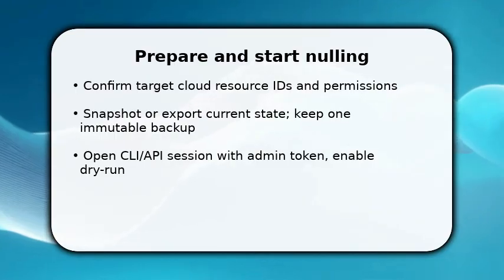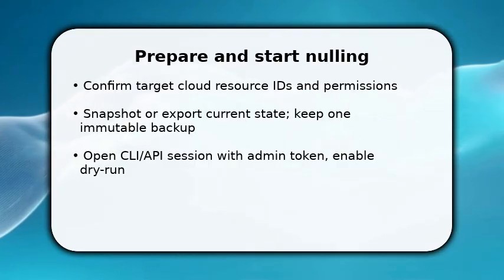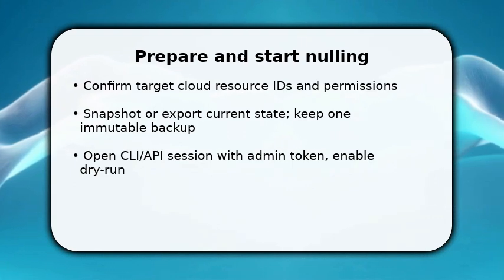Now open a CLI or API session using an admin token and enable dry run to preview changes. Execute the initial nulling command on a small subset to validate behavior. Make sure to monitor logs in real time and note any unexpected failures. This early validation prevents widespread data loss and confirms your workflow.